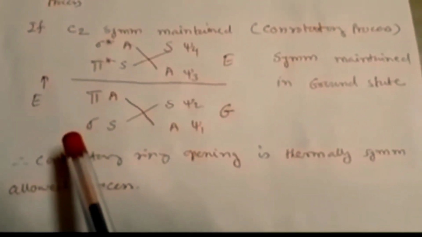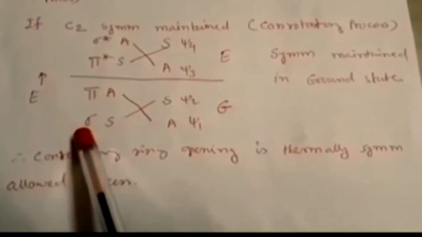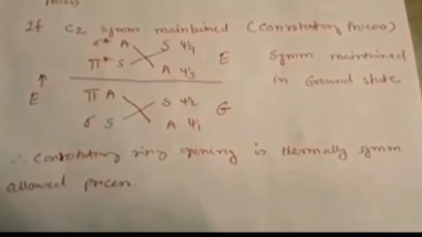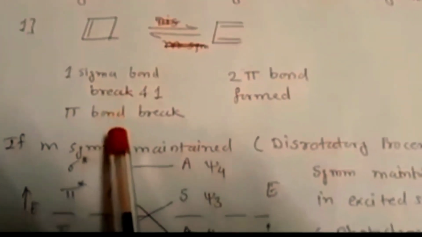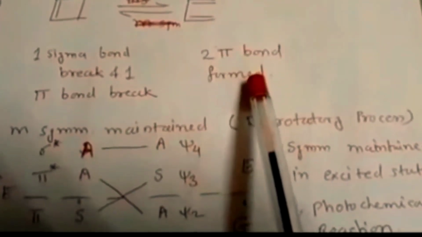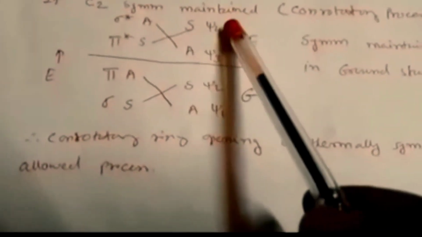Now as we discussed, there is breaking of one sigma bond, that means 2 sigma orbitals are involved, sigma and sigma star. Then there is breaking of one pi bond, that means 2 pi orbitals are involved, pi and pi star. See here, one sigma bond and one pi bond. Now what happened? There is formation of 2 pi bonds. 2 pi bonds means 2 bonding and 2 anti-bonding pi orbitals. So in this way, psi1 and psi2 are the 2 bonding molecular orbitals. Psi3 and psi4 are the anti-bonding molecular orbitals.